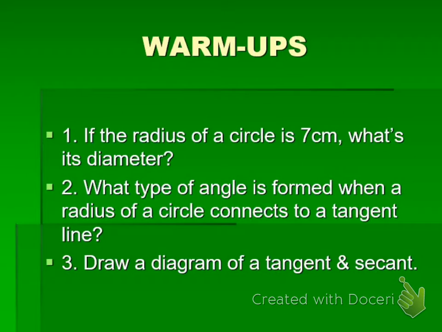Last warm up. Draw a diagram of a tangent and secant. In order to draw that diagram, you will first have to draw a circle. So I will give you a moment to do that before we talk about what that will look like. You should be able to do that on your own. Think about where a tangent would touch a circle and where a secant would touch a circle. Not everyone's diagram will look identical, and that's okay.